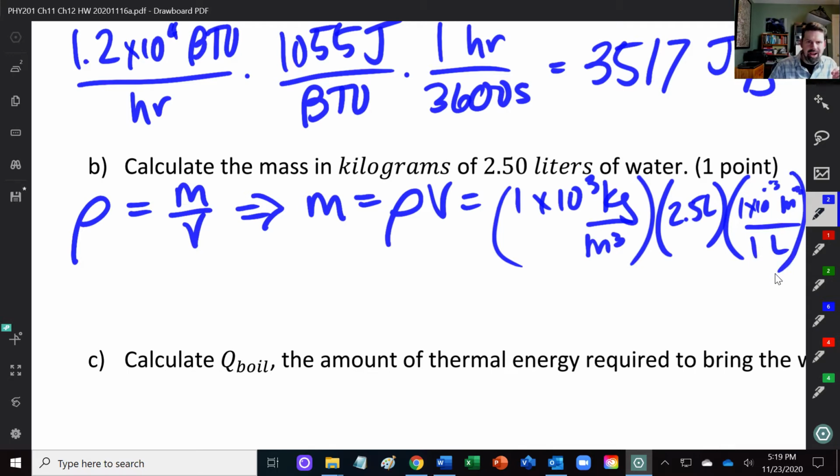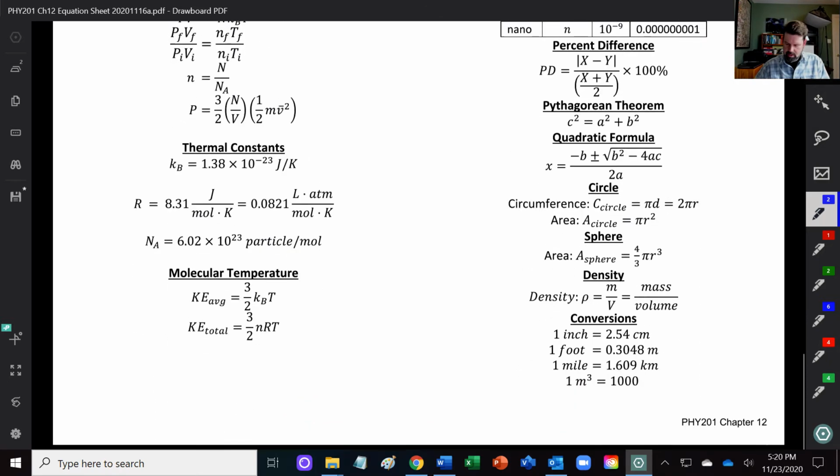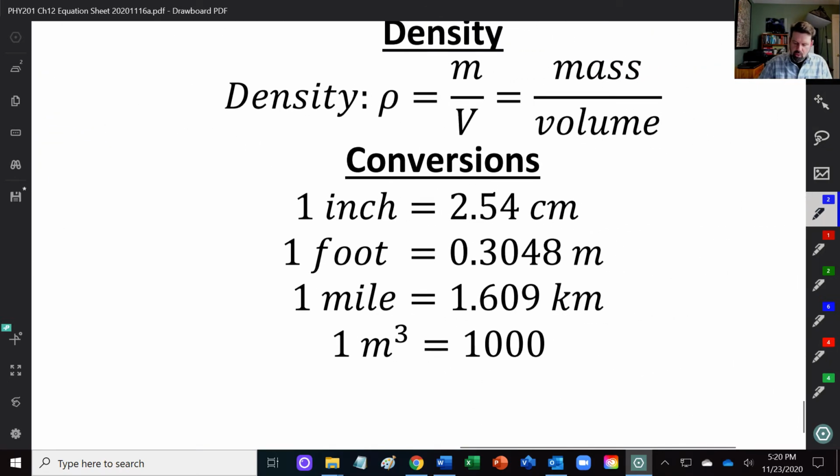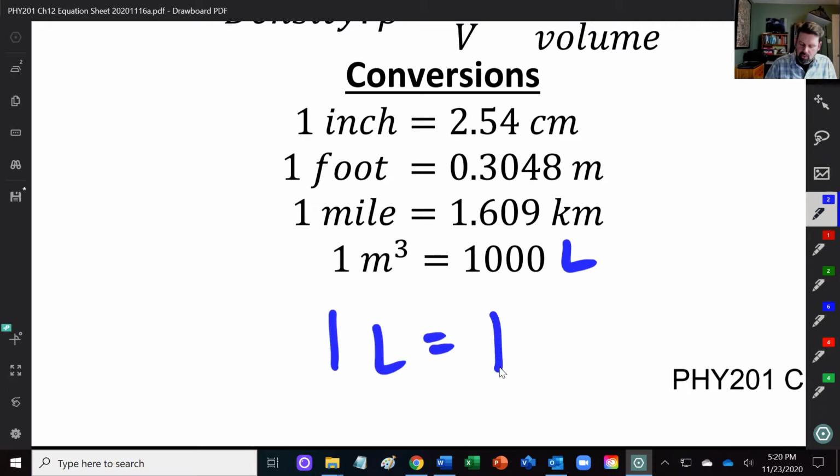Seems like there could be a rhyme there to remember that. But basically, what is on the equation sheet? Let's just look at the equation sheet. Here it is. 1 cubic meter is 1,000 liters. That means that 1 liter is 1 times 10 to the minus 3 cubic meters.